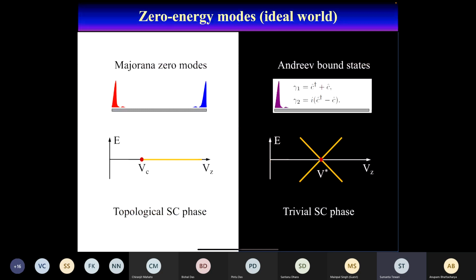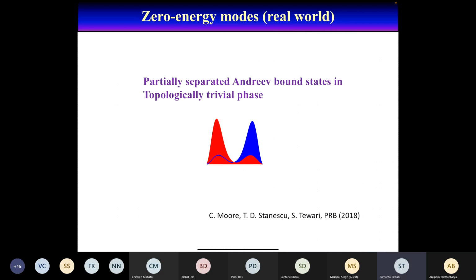So a Majorana zero mode is over here. The two energies will come here as a function of Zeeman field. This is Zeeman field, and they will stay at zero energy. Andreev bound states, as a function of Zeeman field, can come to zero energy, but they will quickly go away from zero energy. That's in the ideal world. But if you have a quantum dot or some other inhomogeneous potential in the system, it may happen that your Majorana wave functions that comprise an Andreev bound state are partially separated, like over here. This red is one and the blue is one. They are partially separated.